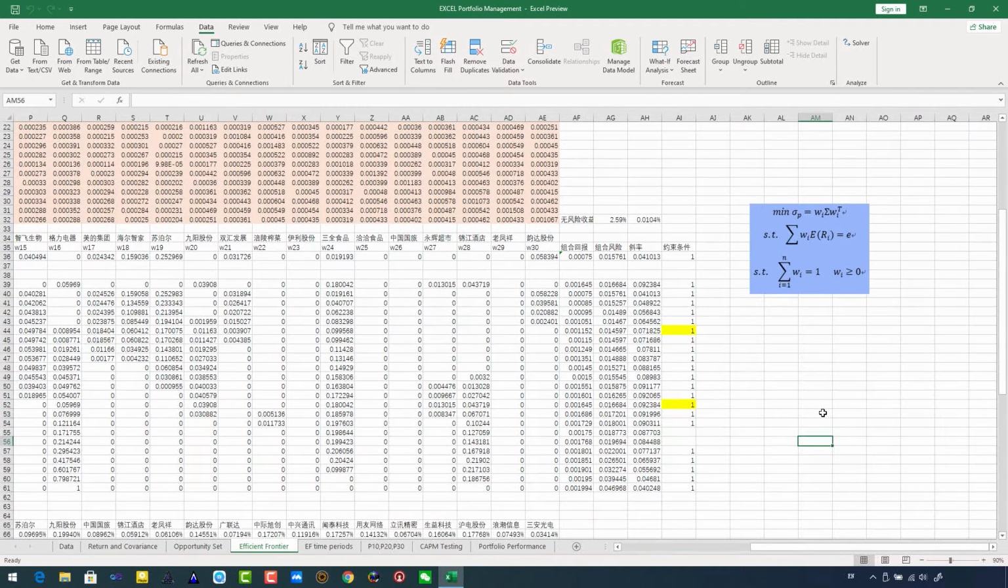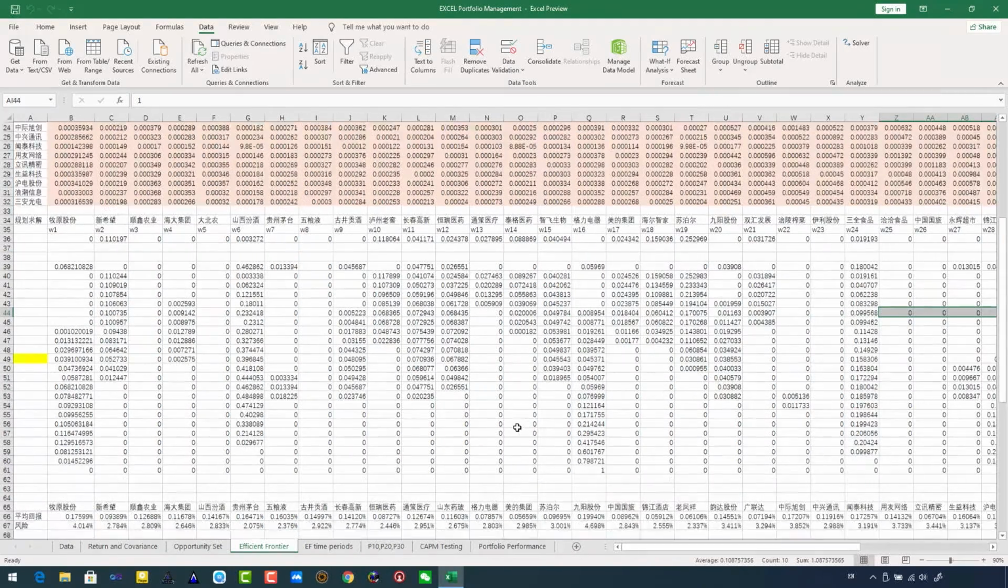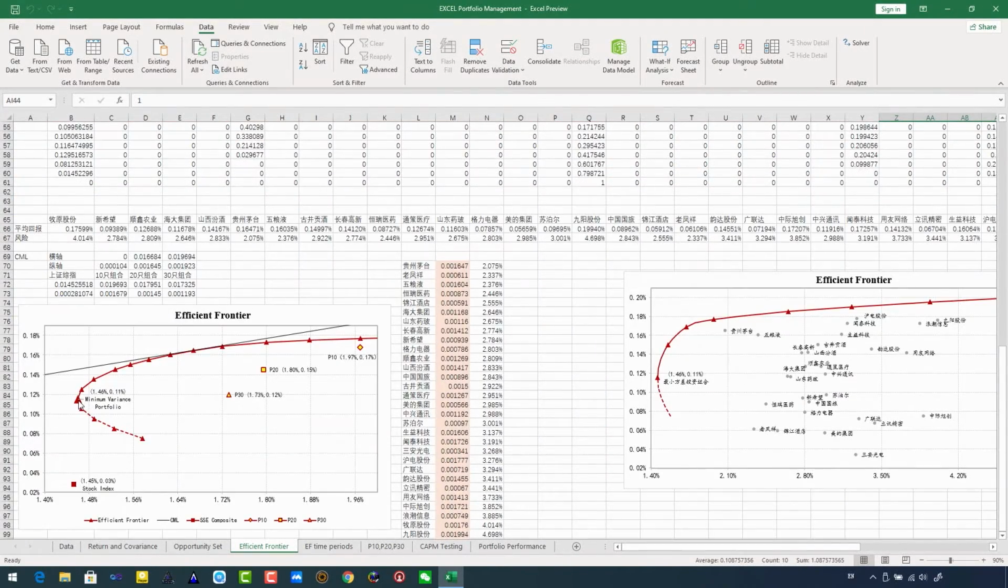Great. Here I use yellow to denote the highest slope, and this result is the global minimized variance portfolio. So one is here, and the other is the highest slope, here, this one.